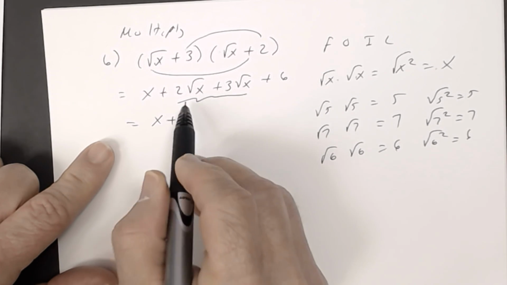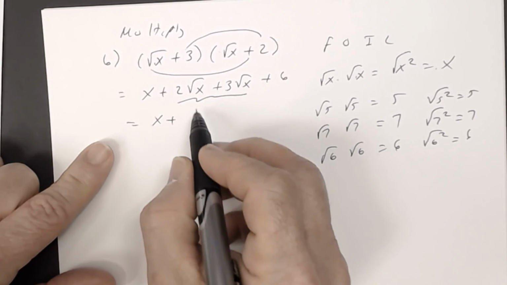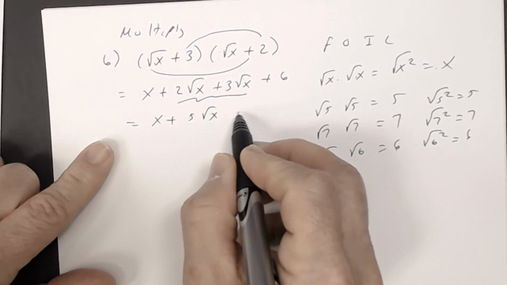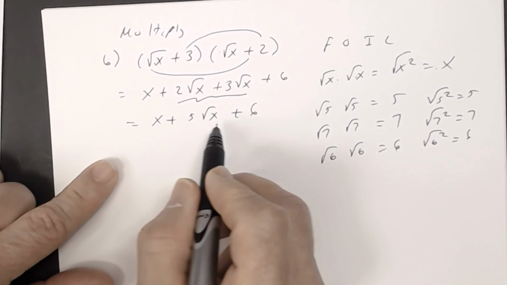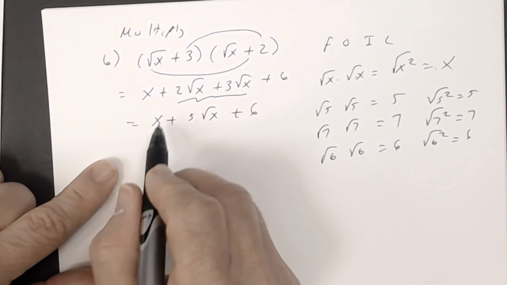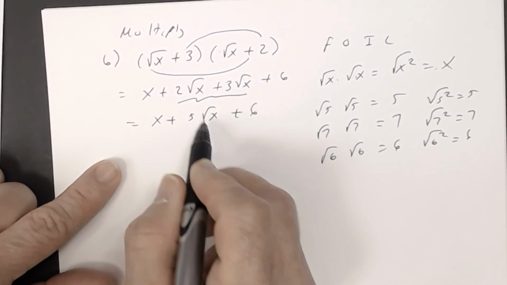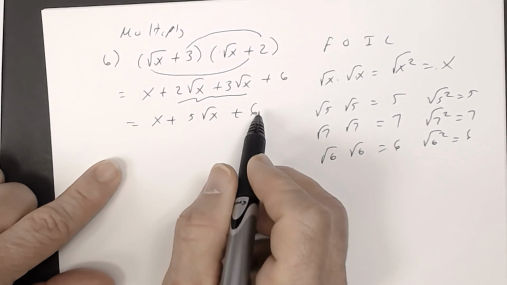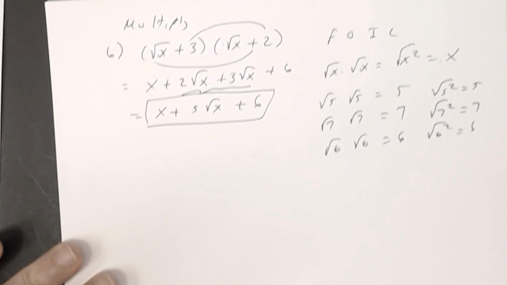So I have x plus, now let's talk about this. These are my like terms. 2 square root of x plus another 3 square root of x gives me 5 square root of x. And then plus 6. Now these three terms, they're not like terms. See, this term contains x. This is not x. It's the square root of x, and this is your constant. So that's all you can do there.